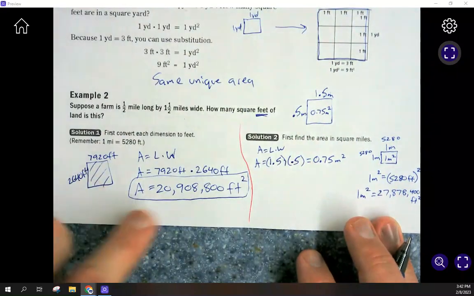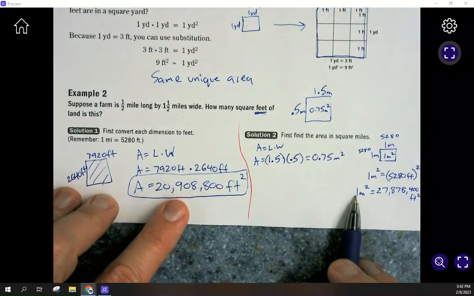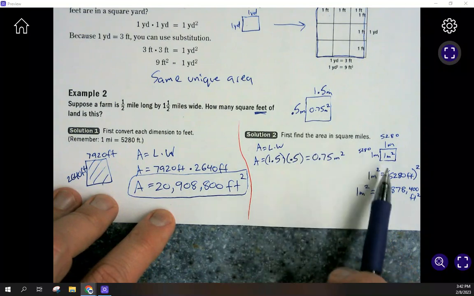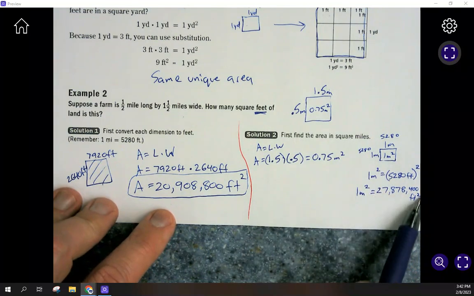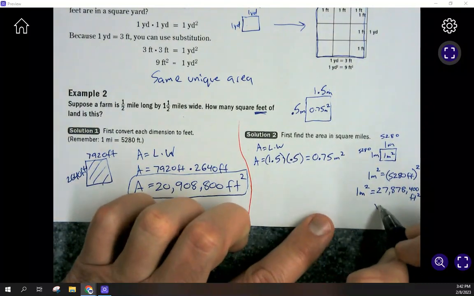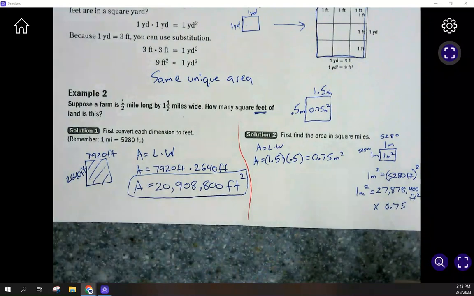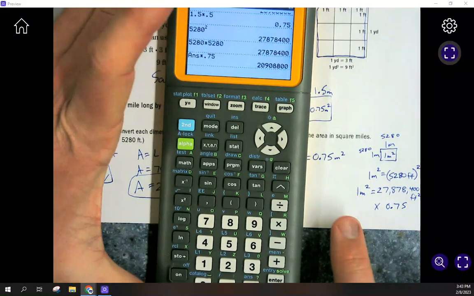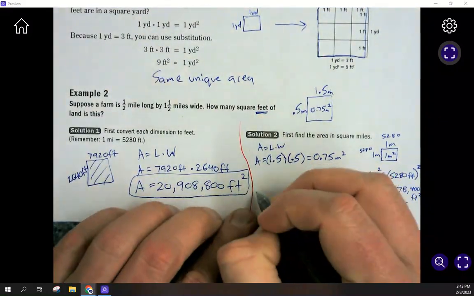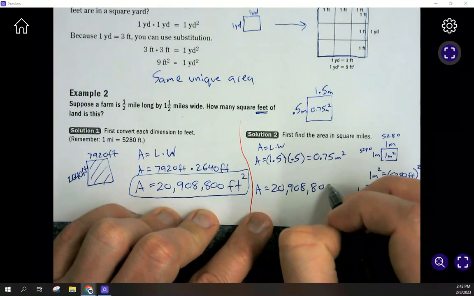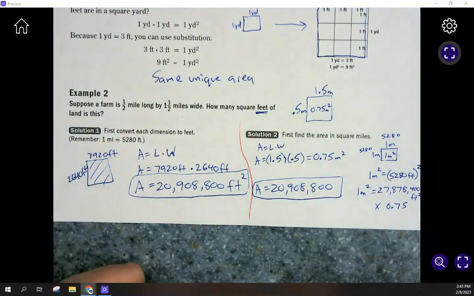Now, notice that answer doesn't match. This is how much 1 square mile is. We've already calculated this is 0.75 square miles. So this is less than 1 square mile, smaller than this one that we just calculated. But this is how much 1 is. So if this is 0.75 of that, we're just going to multiply this times 0.75, and boom. There's our magic number that we already calculated over here, 20,908,800.